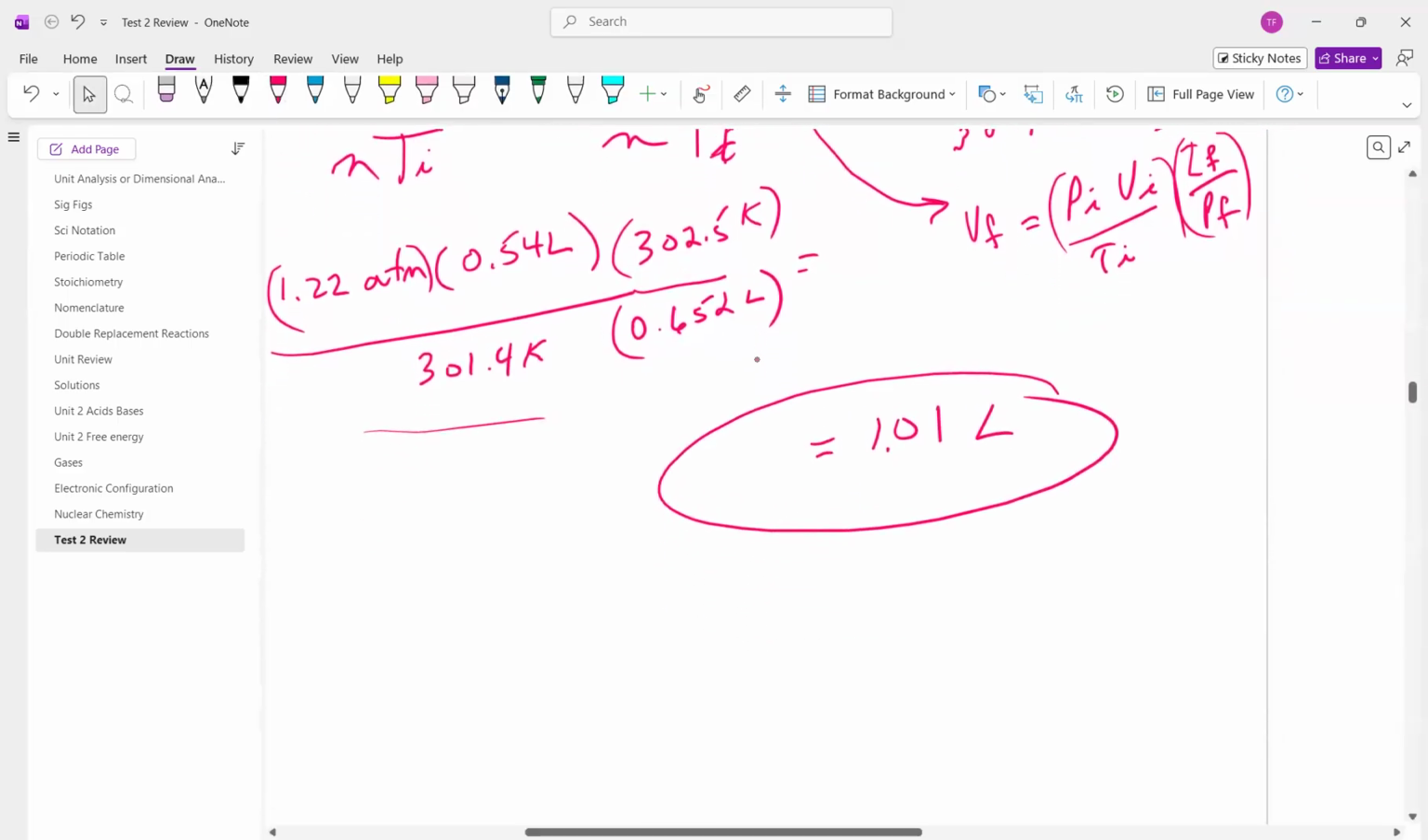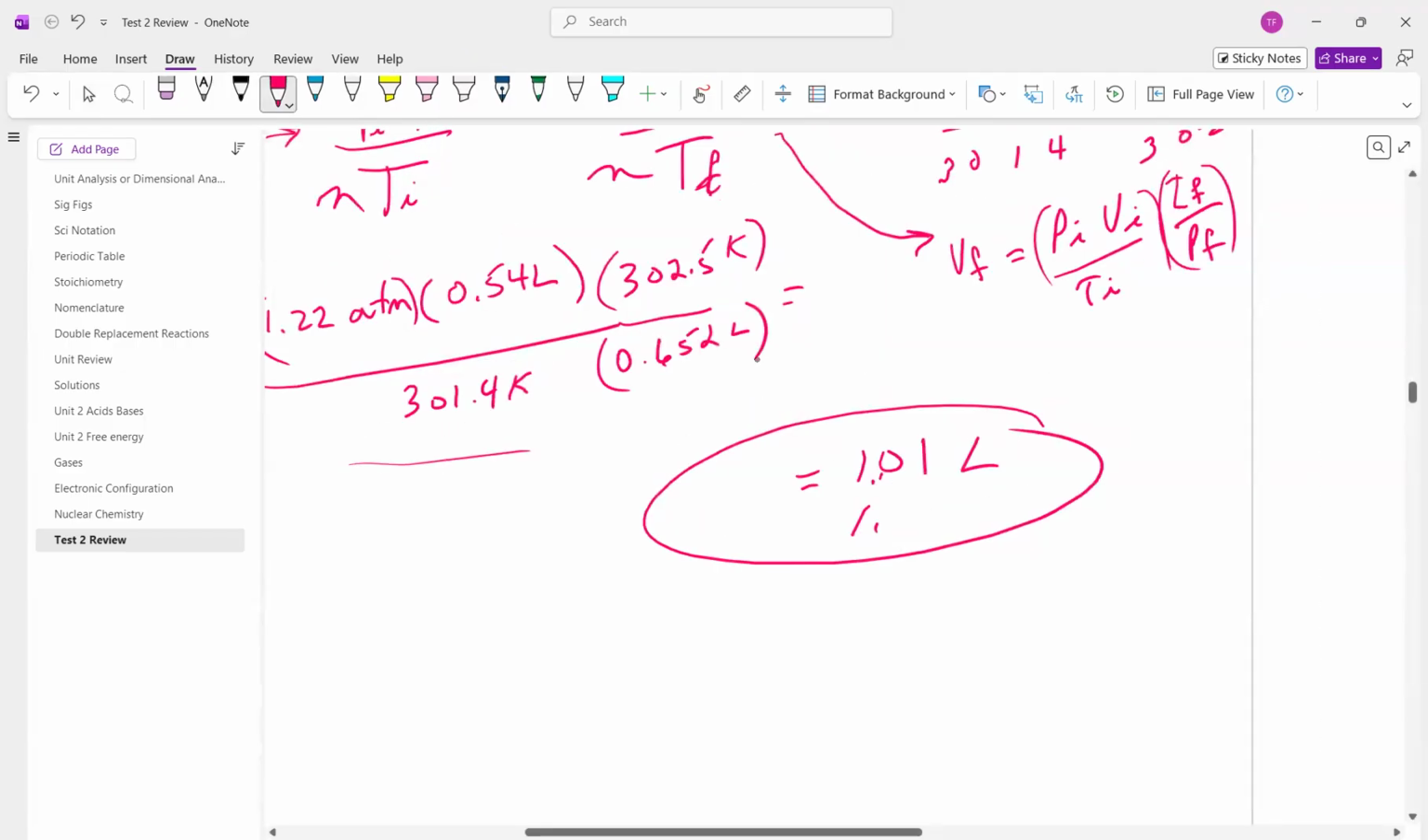Did you all get 101? I got 1.2. But I'm sure it's three sig figs though. Oh, it's 2 sig figs on the 0.54. Yes. I'm so used to 3 sig figs because of the slide rule days.